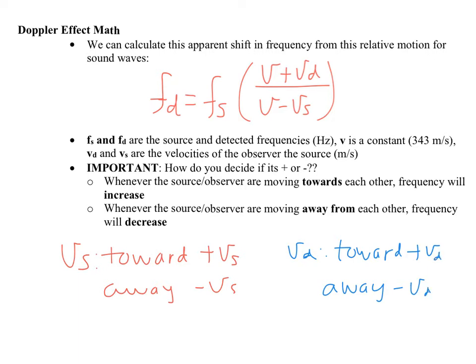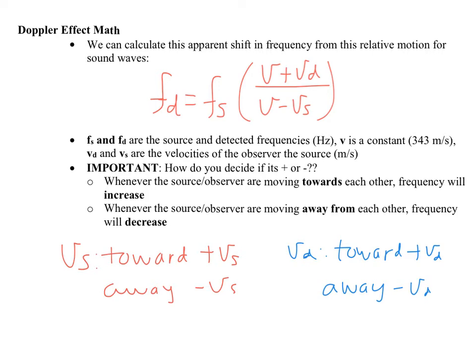So you have to put in the positive or the negative. Really, you just have to put in a negative if it's moving away. If they're moving in the same direction, in other words, let's say the detector is moving and the source is behind them, then the detector would be negative and the source would be positive.